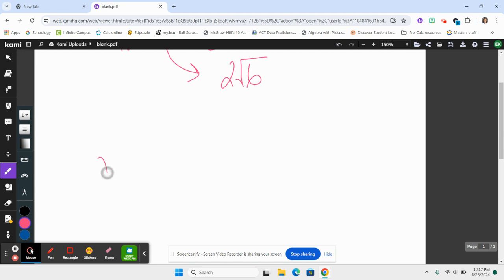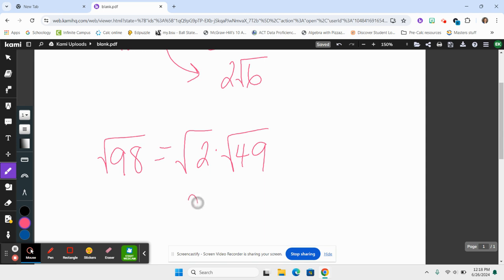What about, let's say we have the square root of 98, okay? So you kind of have to think about what goes into 98. Well, off the top of my head, I know that 98 is 2 times 49, okay? And I also know that 49 has a square root, so I'm going to go with the square root of 98 is the square root of 2 times the square root of 49. The square root of 49 is 7, so now I have the square root of 2 times 7, or to write this correctly, it'd be 7 square root of 2.